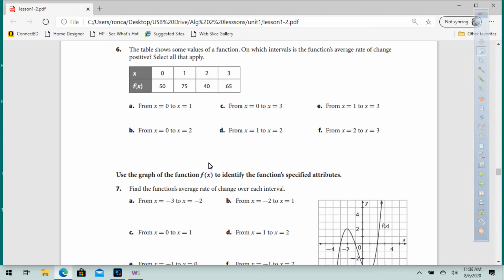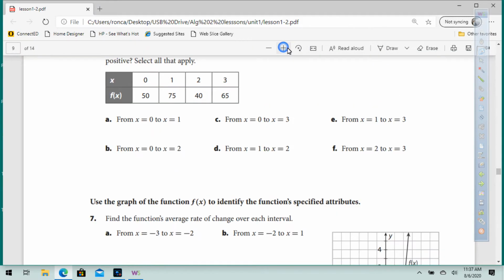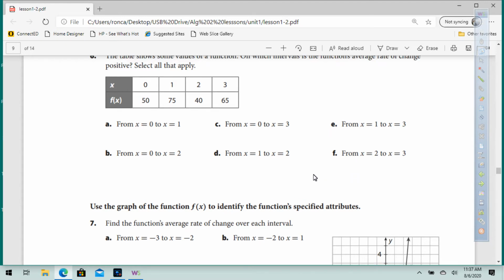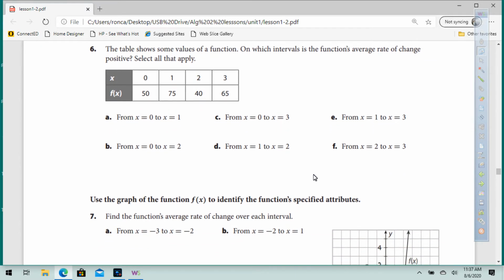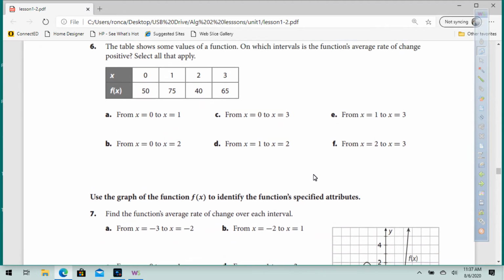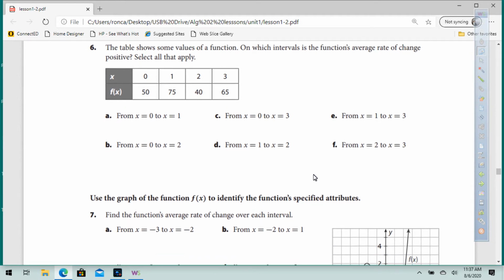Number 6. I'm going to make it a little bit bigger now to make it easier to see. The table shows some values of a function. On which intervals is the function's average rate of change positive? Select all that apply.